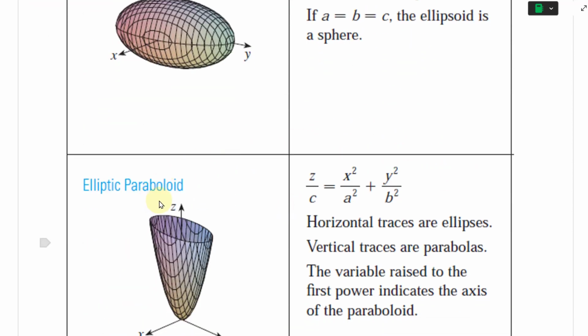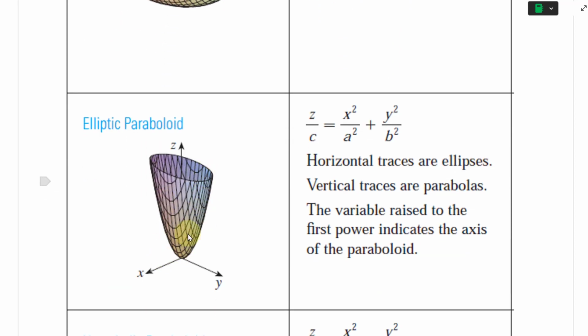If a equals b equals c, the ellipsoid is a sphere. Then elliptic paraboloid. So it looks like that's an ellipse on the horizontal, and then vertically it's a parabola. So z over c equals x squared over a squared plus y squared over b squared. Horizontal traces are ellipses, and vertical traces are parabolas. The variable raised to the first power indicates the axis of the paraboloid. And in this one, z is to the first power, so that's the axis.